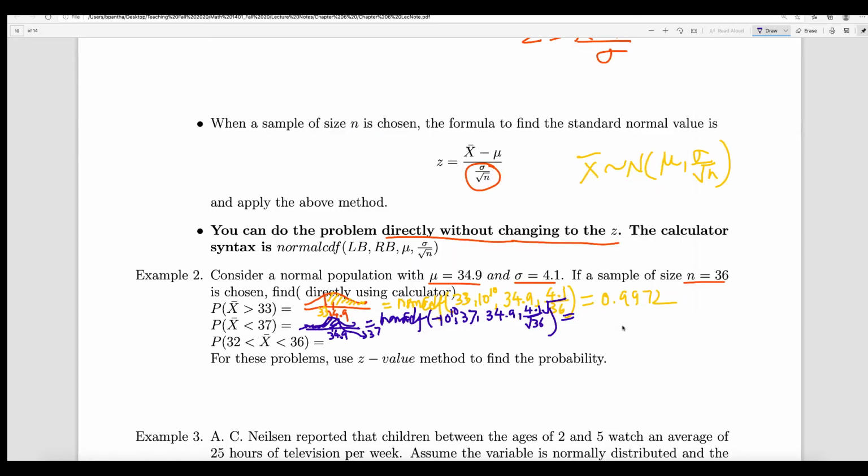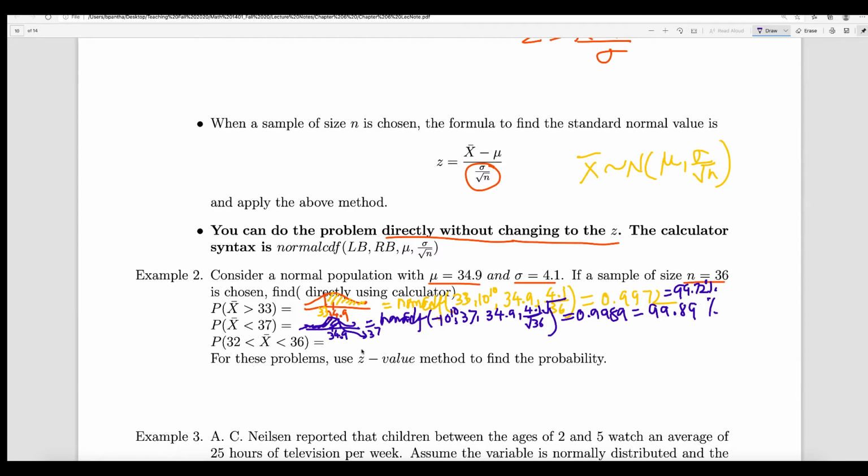It is even bigger. So 0.9989. In terms of percentage, it is 99.89%, right? The previous one is 99.72%. So what does that mean? That means there is a 99.89%, almost 100% chance that the average of that sample of size 36 will be less than 37. The reason is that the population mean is 34.9.